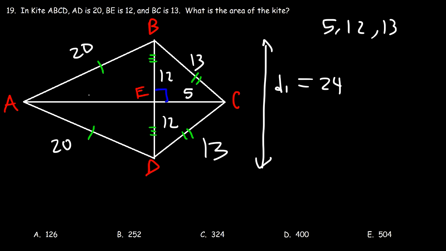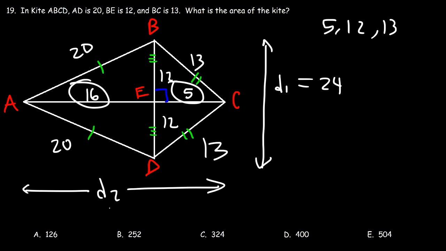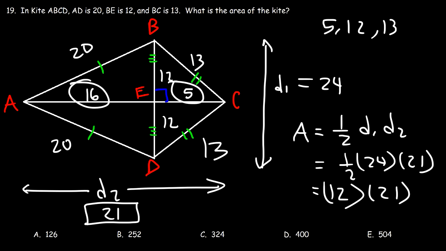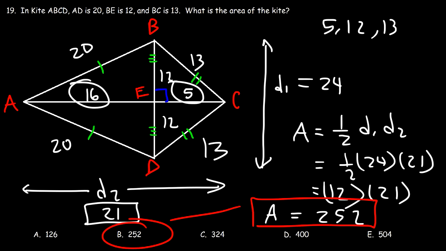So we have the 12, 16, 20 triangle. So now we can calculate D2, which is 16 plus 5, and that's 21. So the area is going to be 1/2 D1 times D2. So D1 is 24, D2 is 21. Now half of 24 is 12, so we're going to multiply 12 by 21. 12 times 21 is 252. And so that's the area of this particular kite. It's 252 square units, which means B is the answer.